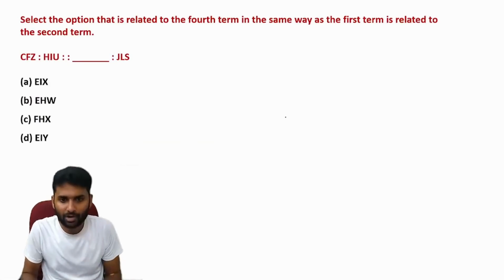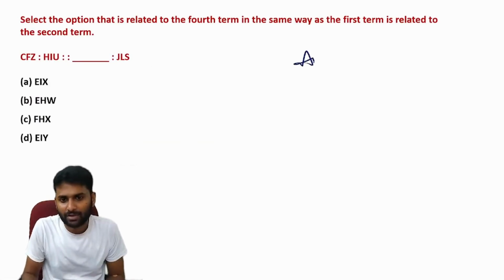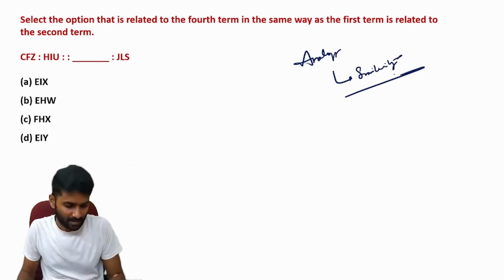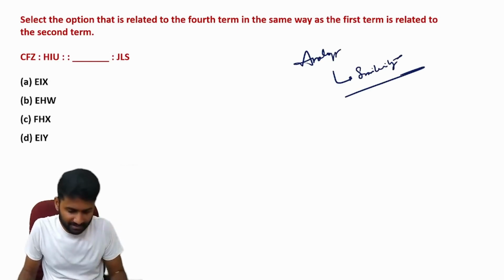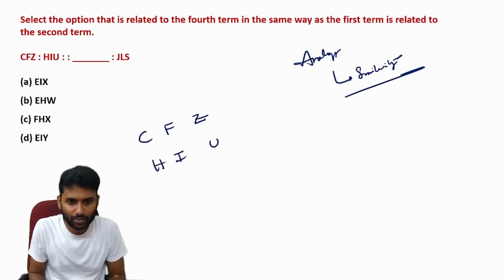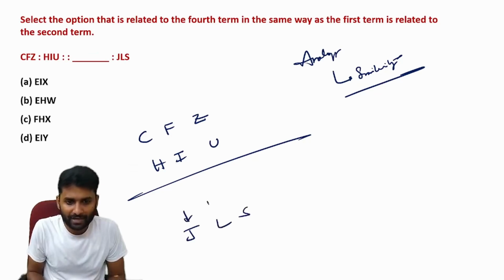On to the next one. Analogy. See, analogy is all about similarity. C F Z, H I U. Identify the similarity and apply the same similarity for this one. How will you get J L S?